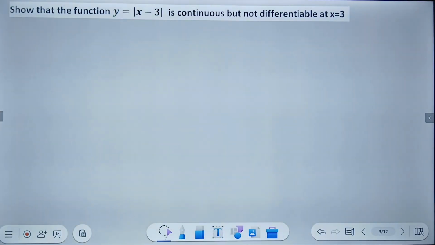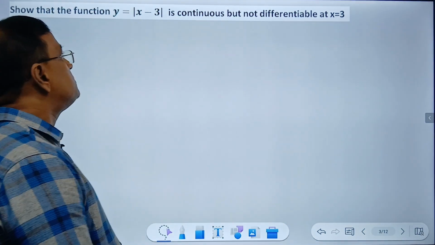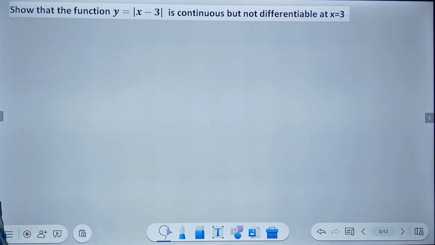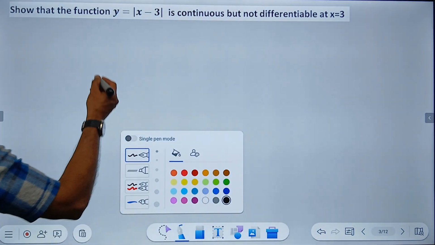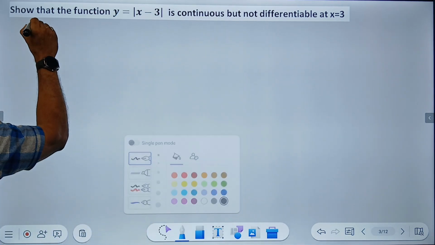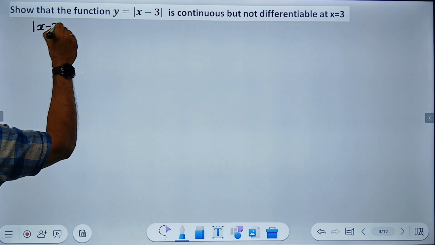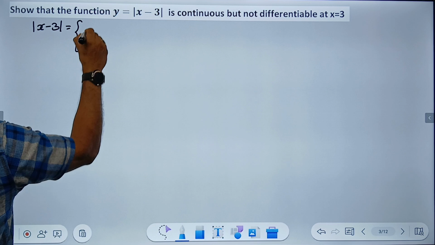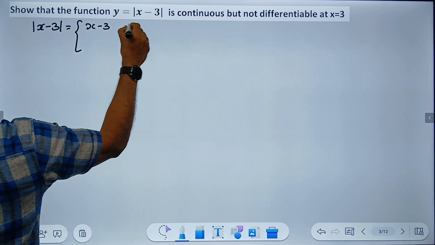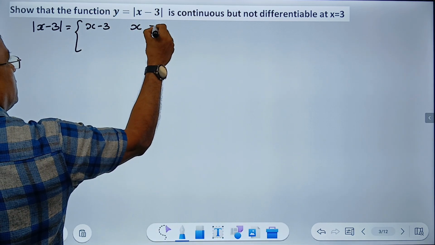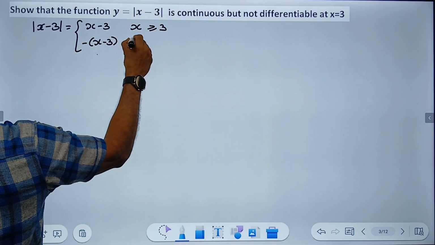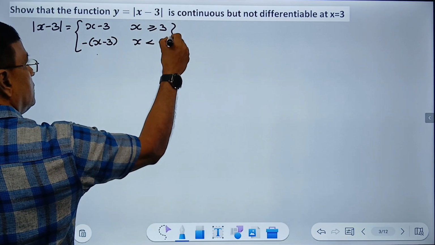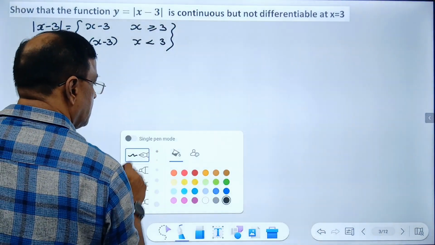Now show that the function y equal to modulus of x minus 3 is continuous but not differentiable at x is equal to 3. Very famous and very important type of question. So first of all, let's talk about definition of modulus of x minus 3. What is definition of modulus x minus 3? It is x minus 3, x is greater than or equal to 3, minus of x minus 3 when x is less than 3. You know the definition.